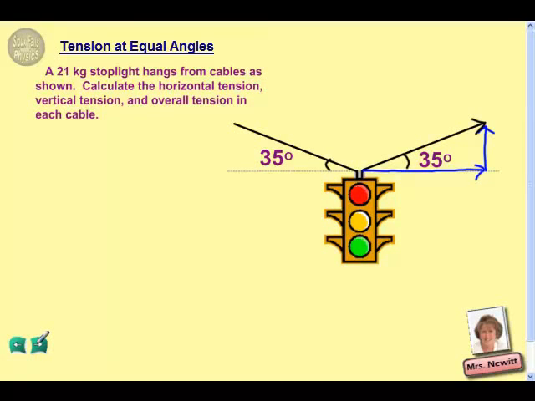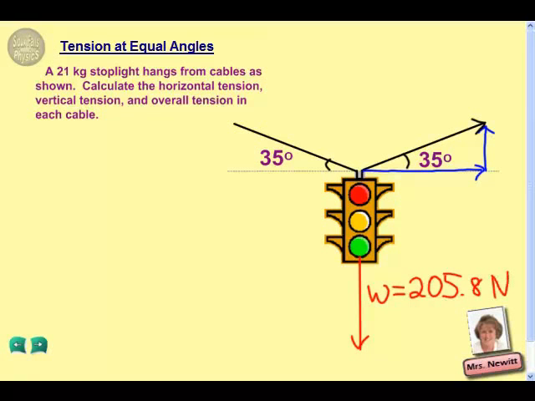Because if we take a look at the full free body diagram, the stoplight has a certain weight in the downwards direction. And we can find that by taking 21 kilograms times 9.8. And we find that that amount would be 205.8.